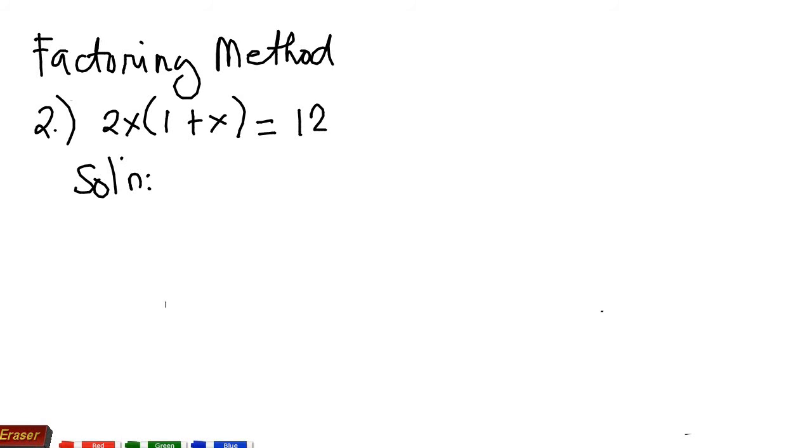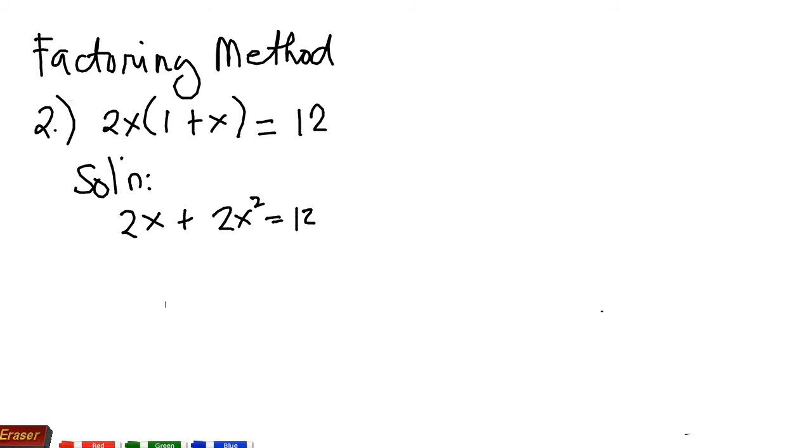So that is how you check your roots. Let's proceed to problem number 2. For problem number 2, you have 2x times 1 plus x is equal to 12. First, we're going to simplify this one. 2x times 1 gives you 2x, plus 2x times x gives you 2x squared, that is equal to 12.